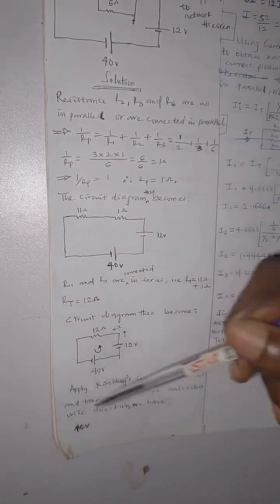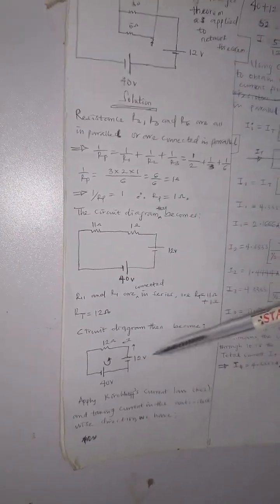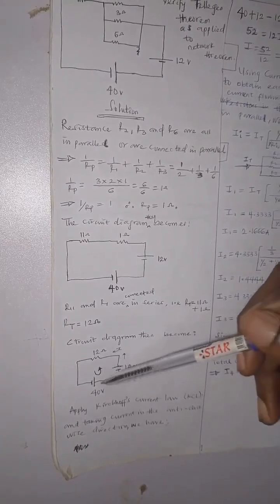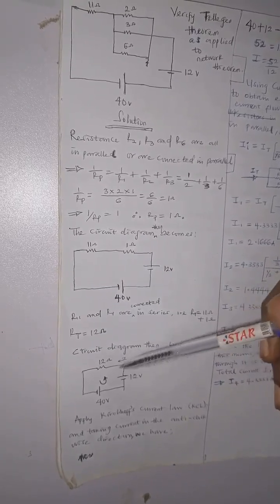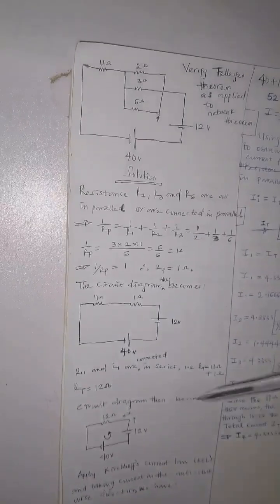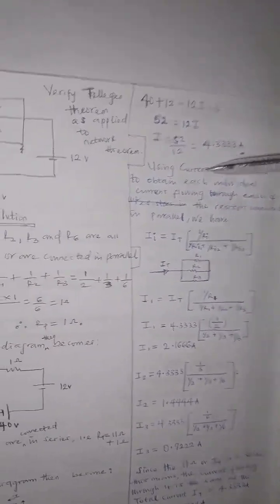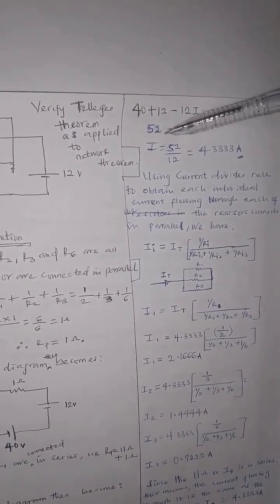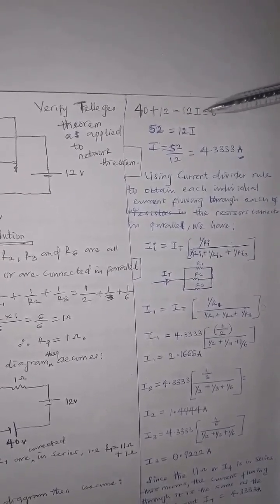So we apply Kirchhoff current law, taking current in the anti-clockwise direction. You can say, hey prof, can't we take it in clockwise direction? We can, and that will similarly give us minus 40, minus 12, and plus 12. But now we are taking it anti-clockwise for easy calculation. So that will be 40 plus 12 minus 12i equal to 0.